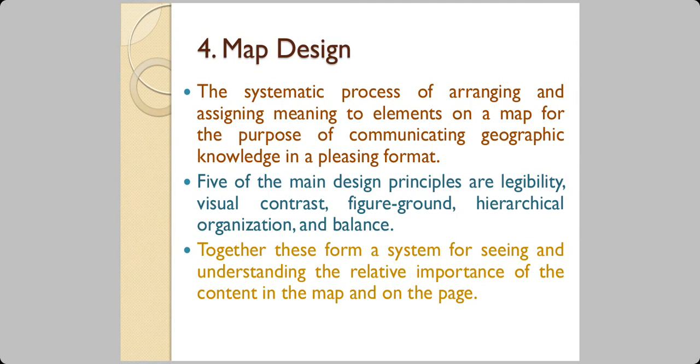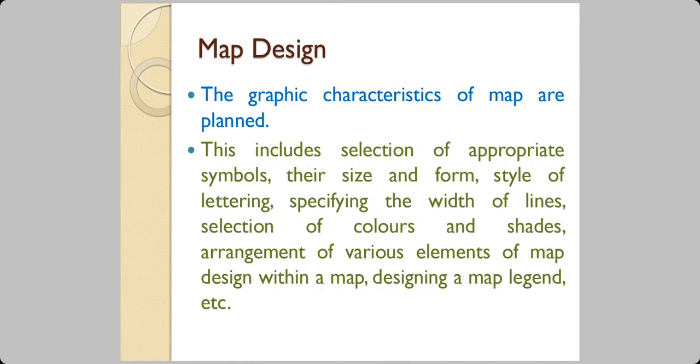Now, the fourth thing to bear in mind is known as map design. This is the systematic and logical process of arranging and assigning meaning to elements on a map for the purpose of communicating whatever information you want to communicate about the place. So, there are five main design principles. They are legibility, visual contrast, figure ground, hierarchical organization and balance. Together, these form a system for seeing and understanding the relative importance of the content in the map and on the page.